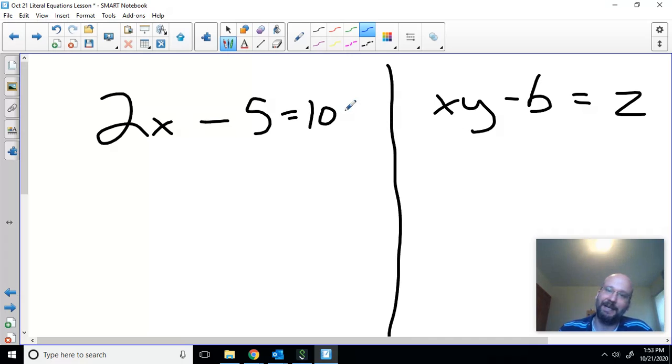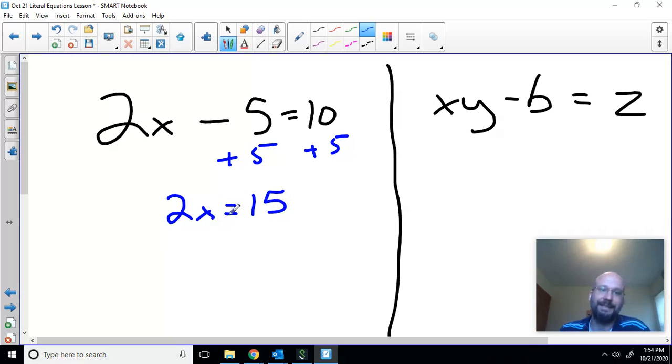So 2x minus 5 equals 10. This is what we've been doing. We're going to add the 5 to both sides, showing all my steps because that's what you do in math. And then we're going to divide by 2. X equals 7.5 or 15 over 2.